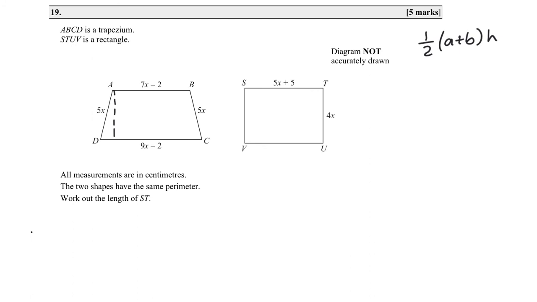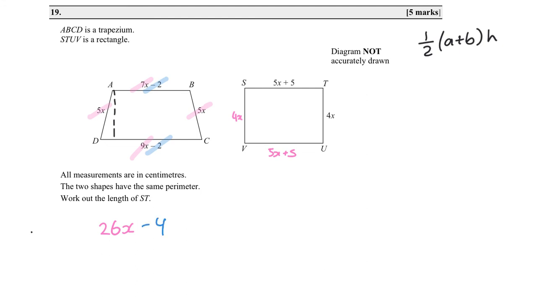So we know the perimeter of these 2 shapes. If this is a rectangle, we also know this is 4x. We also know this is 5x plus 5. Now, I can sit here and write all of these, but what I'm actually going to do is just simplify them now. 5x plus 7x is 12x, plus 5x, 17, plus 9x. What do I get? 26x. Okay? And then we get minus 2, minus 4.